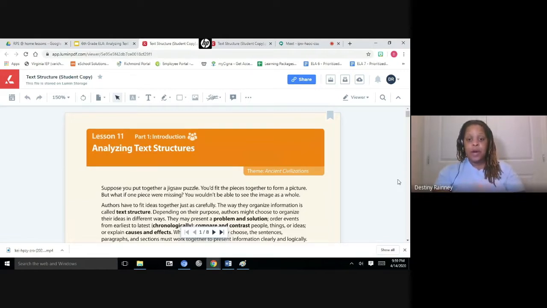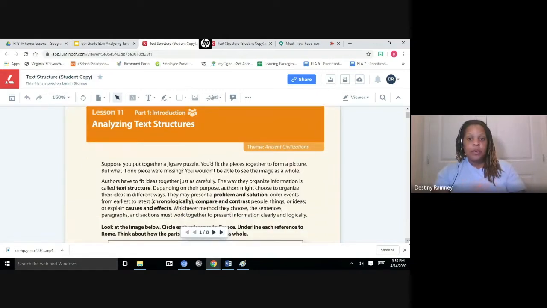Depending on their purpose, authors might choose to organize their ideas in different ways. They may present a problem and solution, order events from earliest to latest, which would be chronologically, compare and contrast people, things, or ideas, or explain cause and effects. Whichever method they choose, their sentences, paragraphs, and sections must work together to present information clearly and logically.